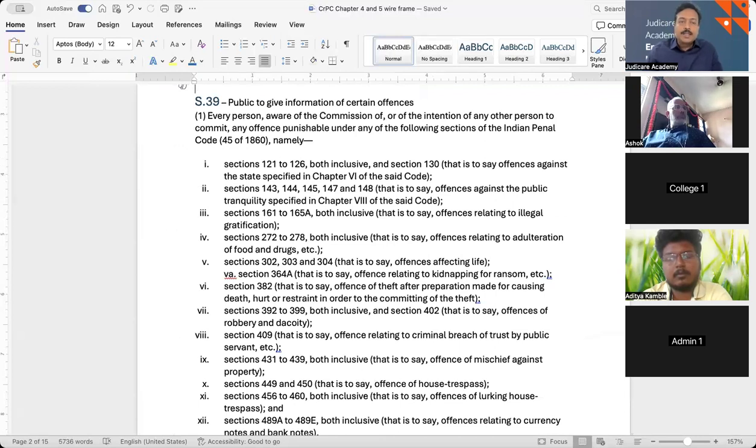So section 39 says public to give information of certain offenses. Now, aid in the first case was an active aid, where somebody, a police officer or magistrate, is asking you for aid and you go and help them, or you execute in place of a police officer. Now, this section 39 talks about the public giving information of certain offenses.